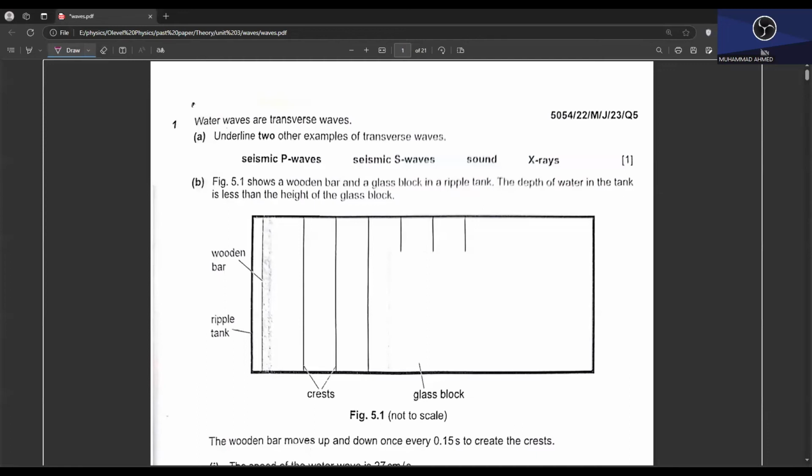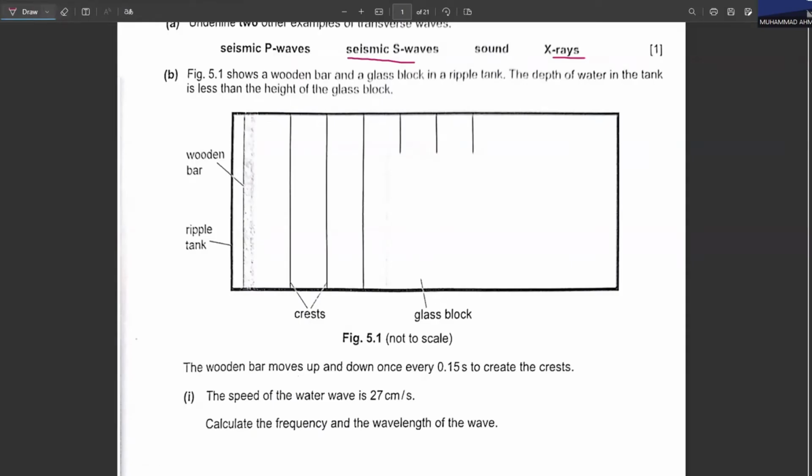Okay, students, so let's start with the past papers of waves. This is applicable for both O levels and IGCSE physics. Water waves are transverse waves. Underline two other examples of transverse wave: seismic S waves and X-rays is your example. Okay, let's move on to part B.